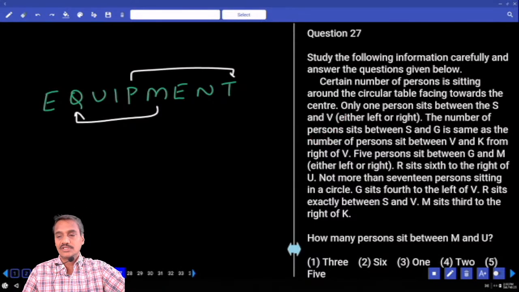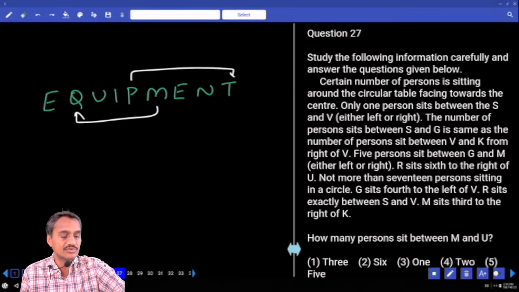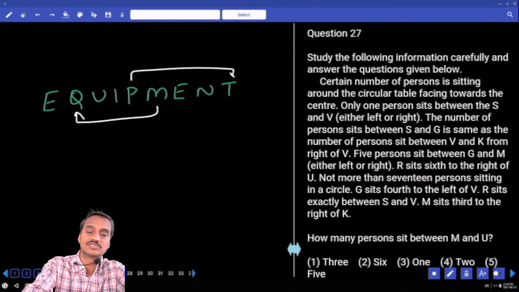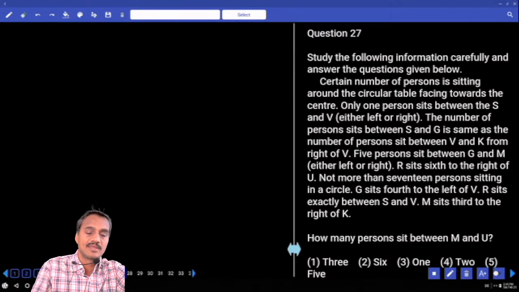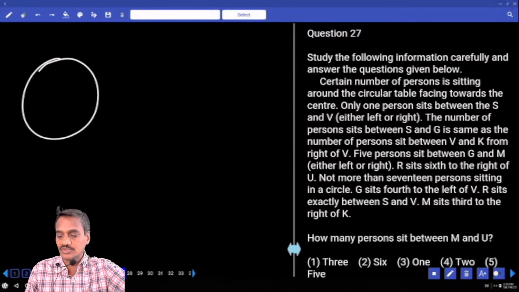Then next one, 27 onwards. Now 27 to 31, a certain number of persons, and all the persons are facing towards the center, each other. Facing the center gets first priority. Now, these are the persons.